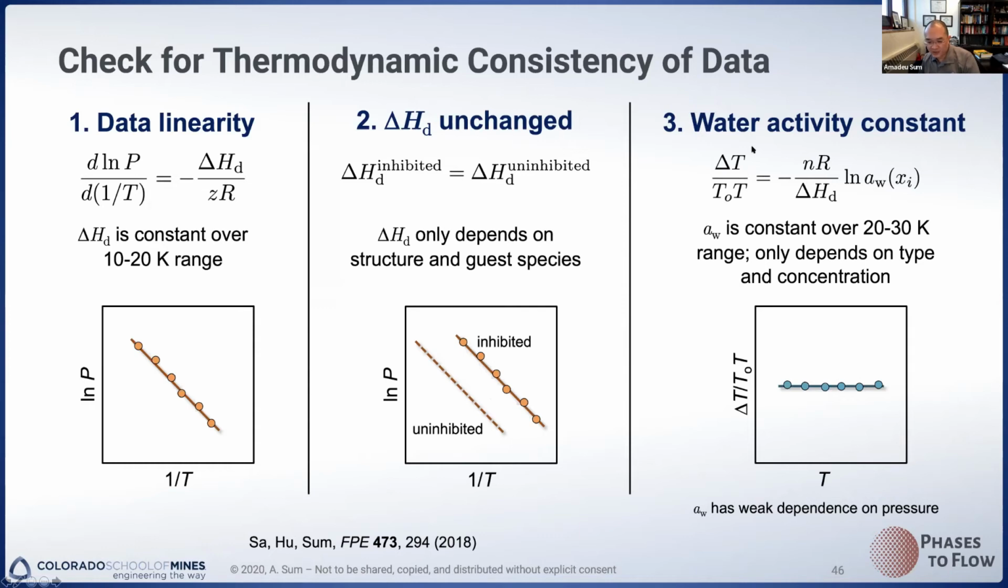And from what I just told you about the depression temperature, that's related to the water activity. And we know that the water activity is relatively constant over a relatively small temperature range. And so we need to ensure that that's true. But believe it or not, most of the models that are used out there do not follow this trend, right? And so that's something that needs to be checked.